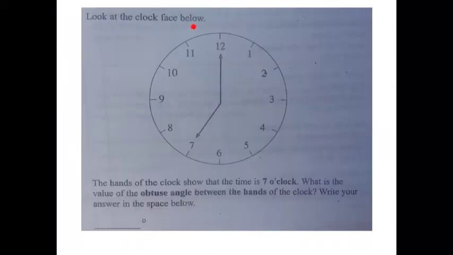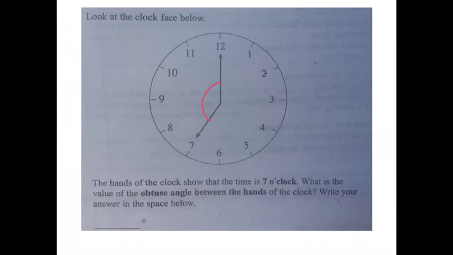Look at the clock face below. The hands of the clock show that the time is 7 o'clock. What is the value of the obtuse angle between the hands? Write your answer in the space below. Well, an obtuse angle is greater than 90 degrees but less than 180. So we are interested in this angle between the hands of the clock.